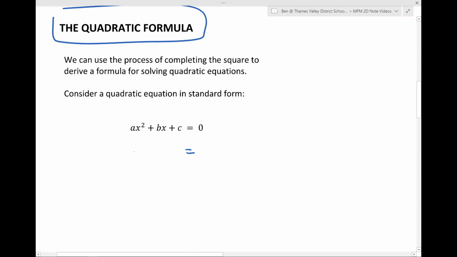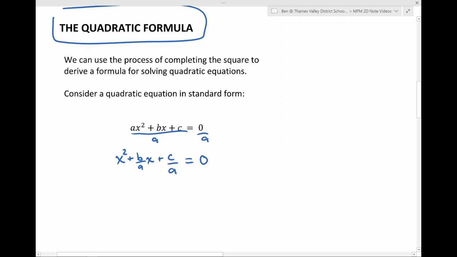So that means we're working with divided by a, divided by a. Well, 0 divided by a on the right side, that still equals 0. And on the left side, I have ax squared divided by a. That just leaves me with x squared. And then I have bx divided by a, so that's b divided by a times x. And c divided by a.